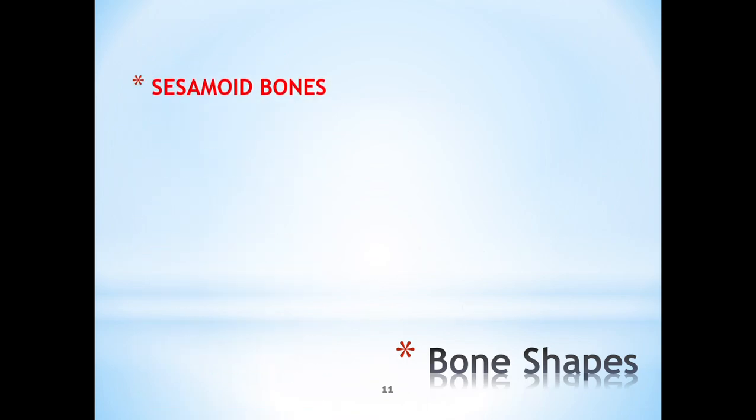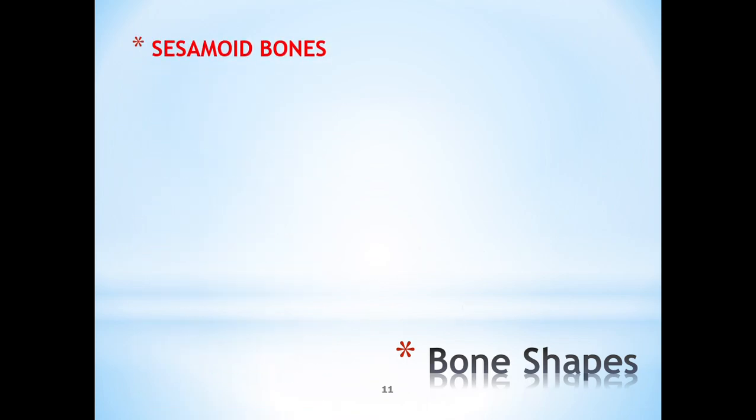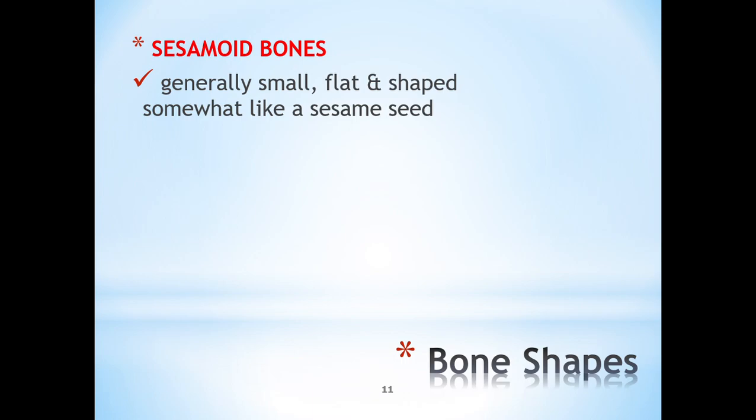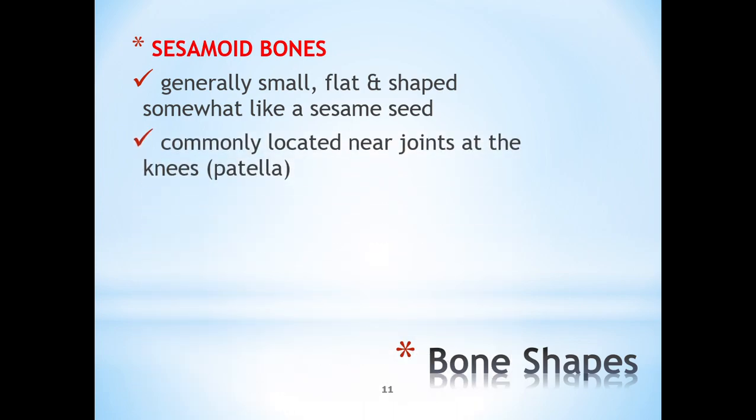Okay, and then the fifth is your sesamoid bones. These are generally small, flat, and shaped somewhat like a sesame seed. They are that small. They can be likened to the shape of a sesame seed. The common location of these is near your joints, at your knees, or in your patella.